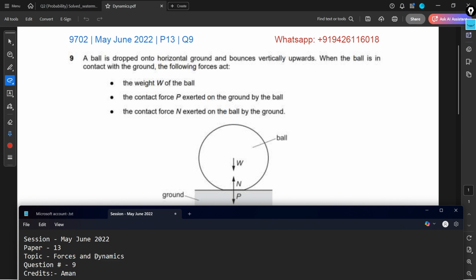Now the question itself is not that difficult if your fundamentals are clear. Yet a lot of people struggled in this question. So let's see how we can do this.